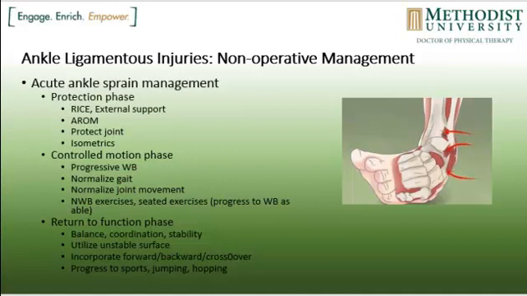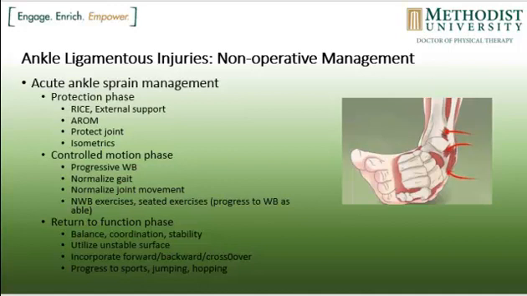Active range of motion can be performed in this phase, realizing that the patient will self-limit when performing active range of motion and minimal damage will occur. Protect the joint. This can involve using assistive devices to limit weight bearing, and submaximal isometrics can be performed.